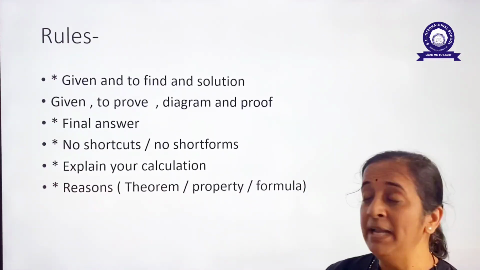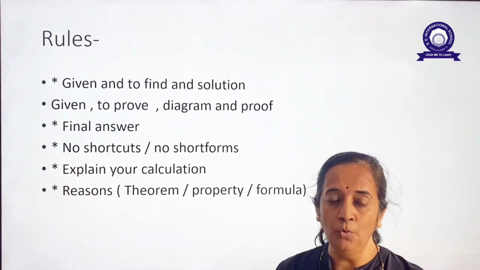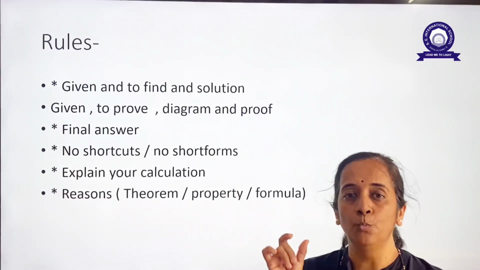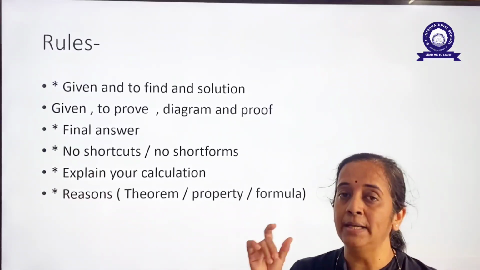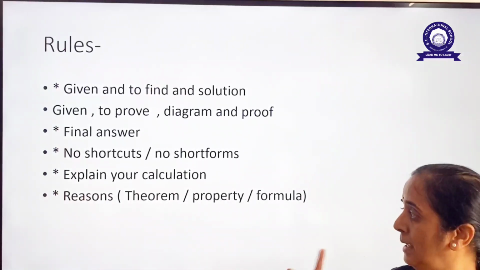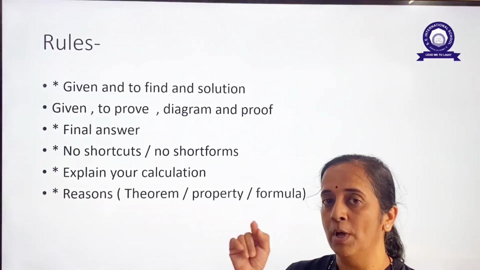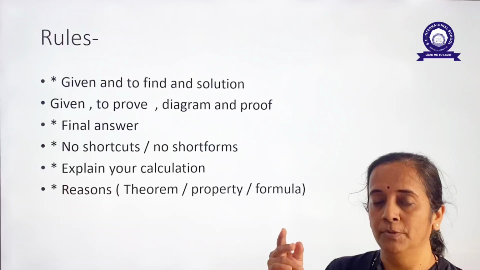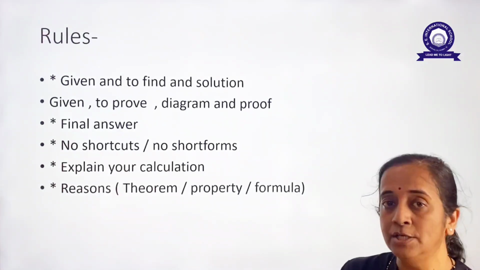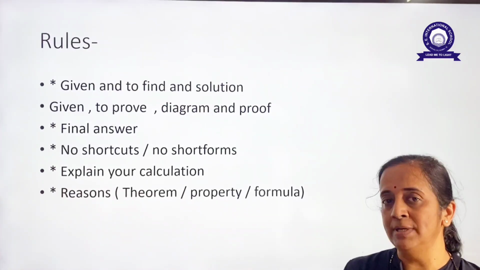Then next, explain your calculation. What does that mean? If you are adding 2 equations, don't write it as 1 plus 2. No, it should be written as adding equation 1 and 2, or subtracting equation 1 from equation 2, and so on. No shortcuts are there. You have to explain your calculation. For example, if you want to take the square root of any term in any step, then at that time also, taking square root of both sides should be mentioned.